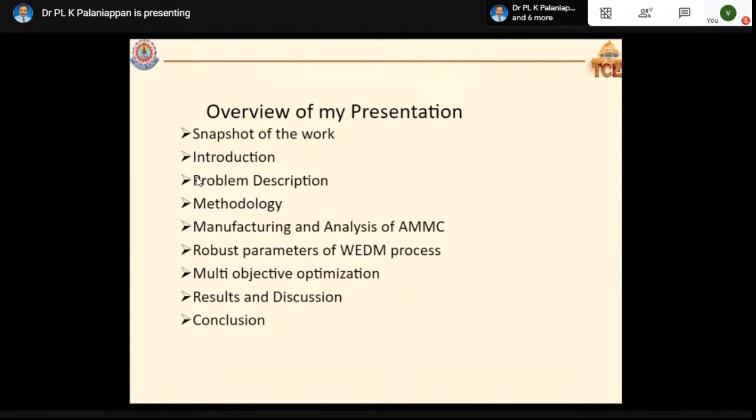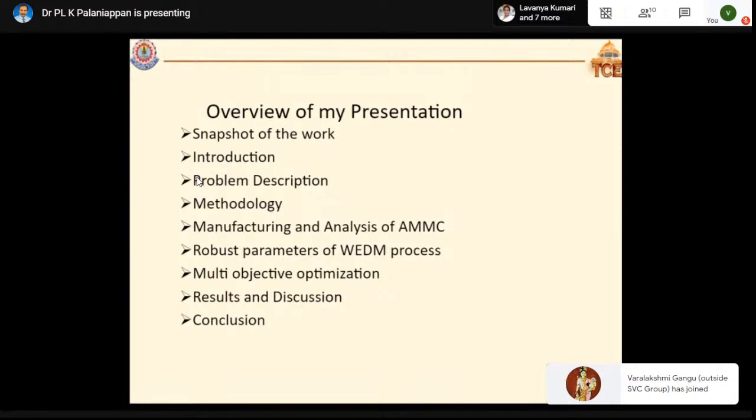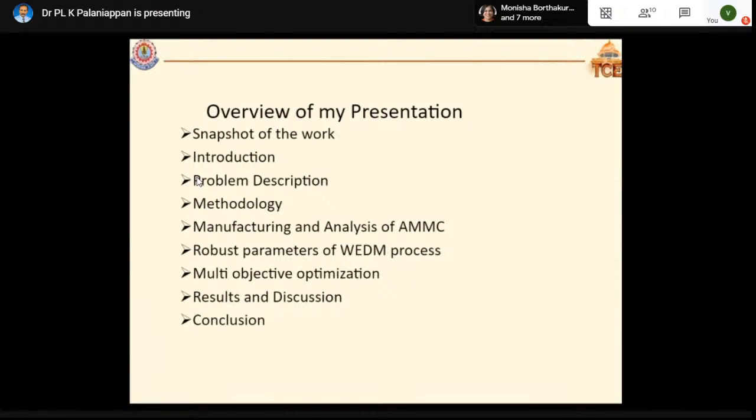So what is wire EDM? We will see in the next slides. The wire EDM process requires a multi-objective optimization. We are also going to see how we are going to solve the multi-objective optimization. Then the results and discussion, and finally the conclusion.